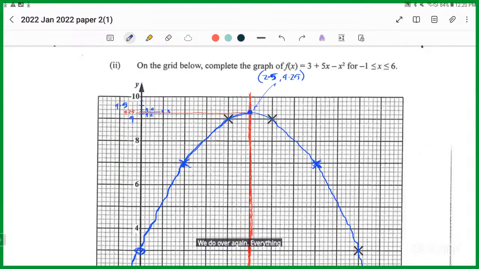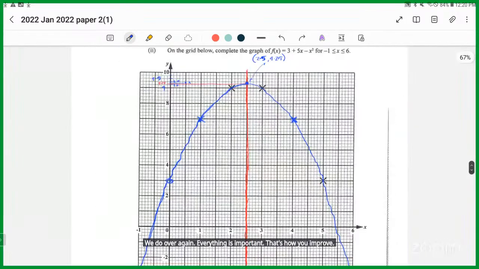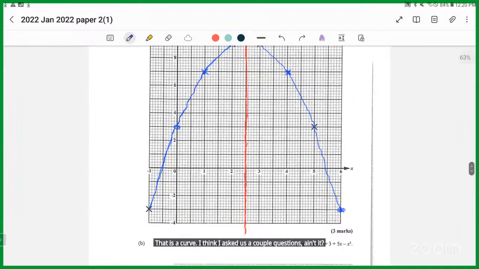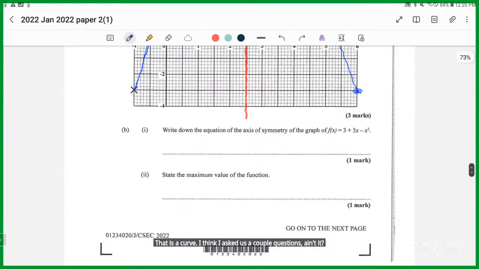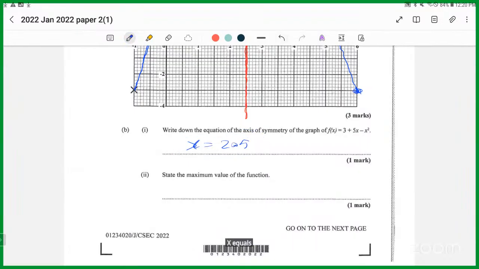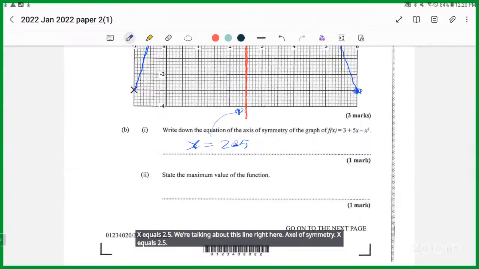That's important. That's why you improve and get full understanding of this. But that is a curve. I think they ask us a couple of questions on it. Here it says, write down the equation of the axis of symmetry. It's x equals whatever the x value of the turning point is, 2.5. So you had to know this 2.5, that red line. X equals 2.5. We're talking about this line right here. Axis of symmetry: x equals 2.5, a vertical line through 2.5.